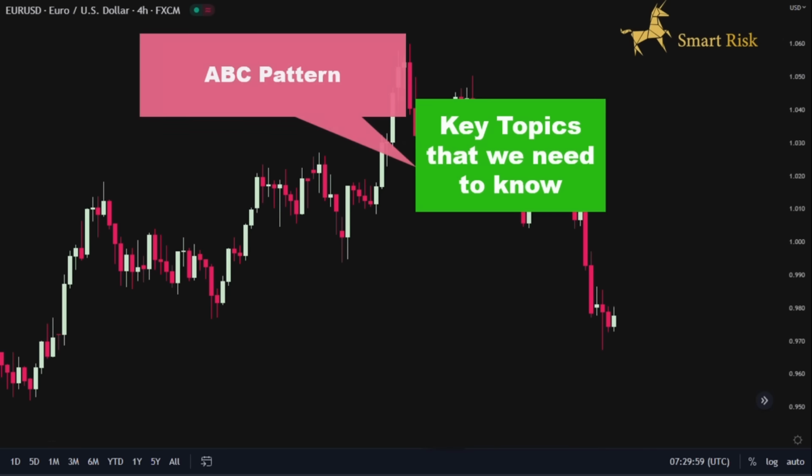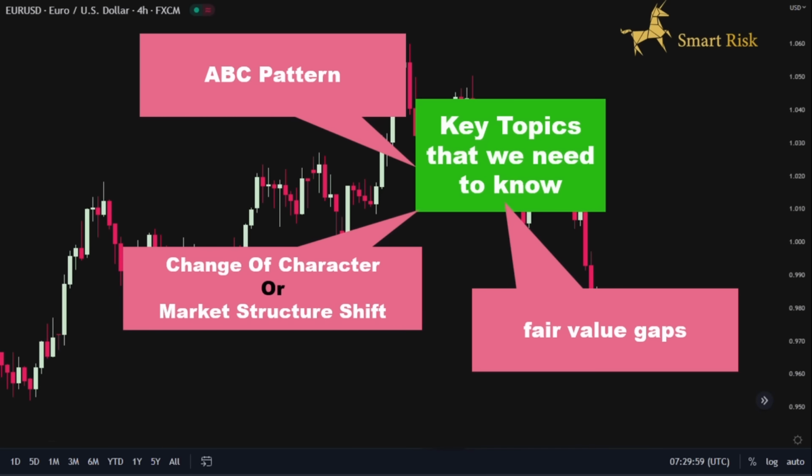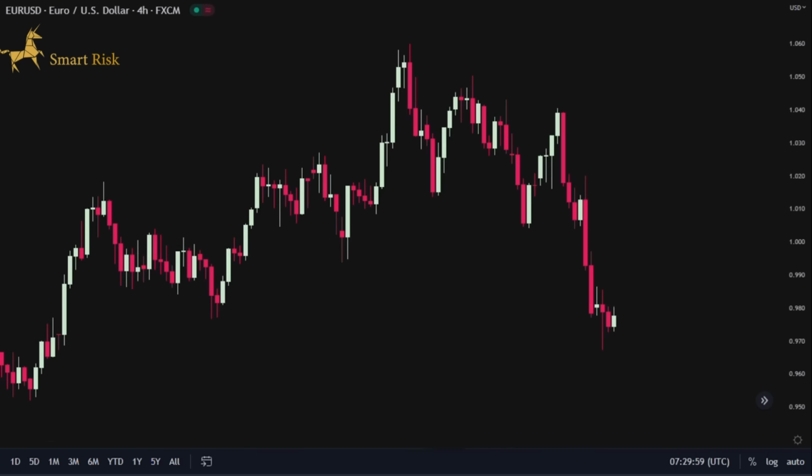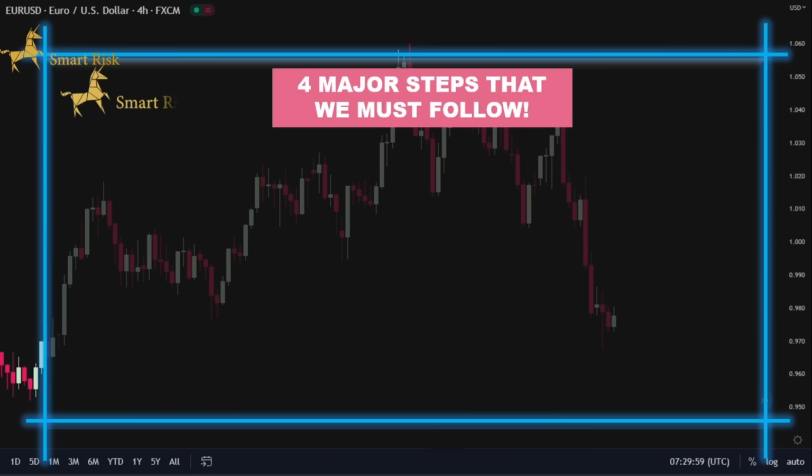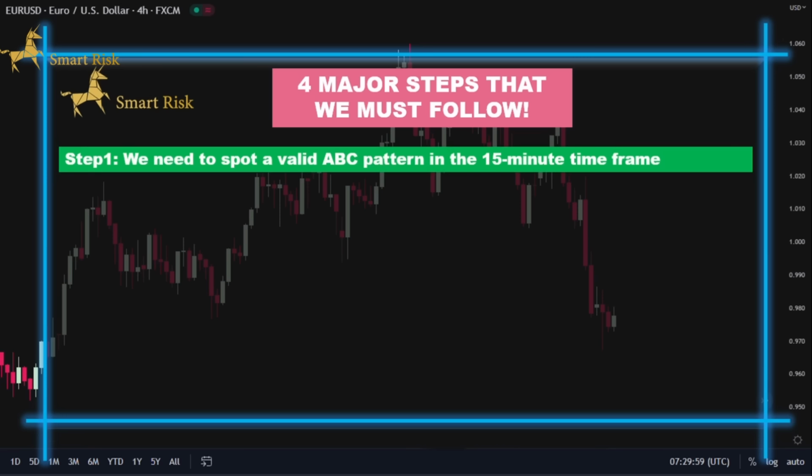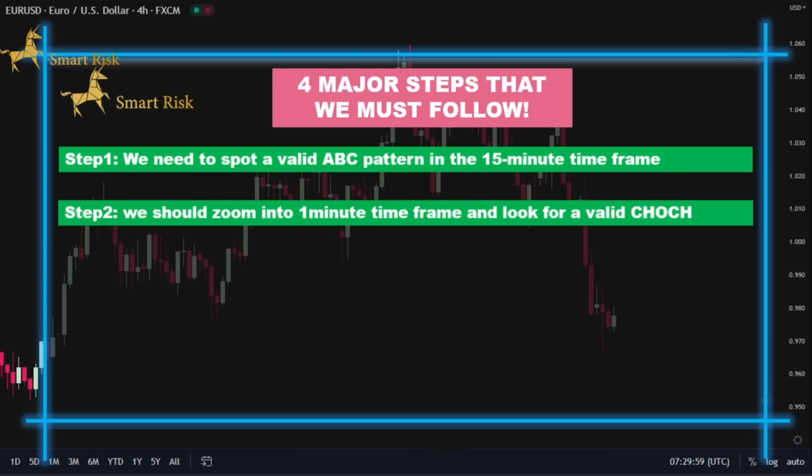So, traders, we already have discussed the basics of our strategy. Let's get into the detail of the strategy and see what steps and rules we need to follow. Our strategy has 4 major steps to follow. Step 1. We need to spot a valid ABC pattern in the 15-minute time frame. Step 2. We should zoom into the 1-minute time frame and look for a valid change of character.